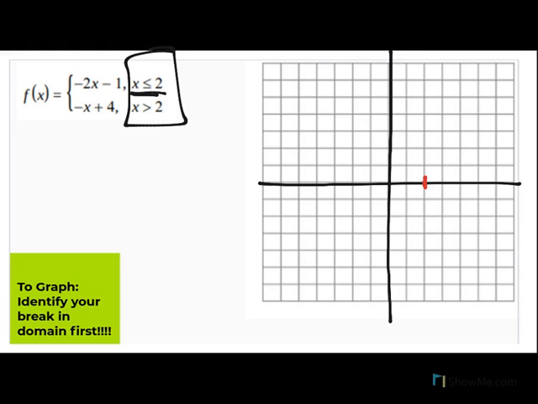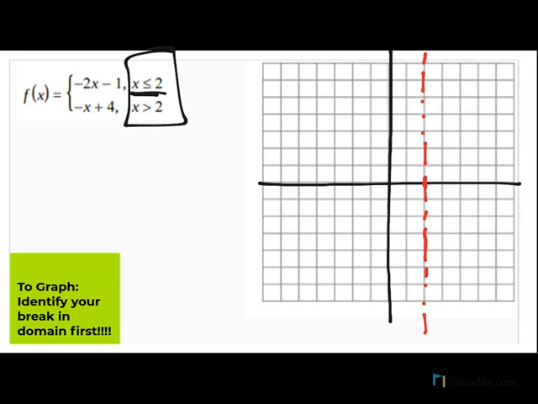So I'm going to find where 2 is on my x-axis, and I'm going to make myself a little dotted line. Now this isn't part of your graph, but I think it's a great reminder that when you make your graphs, you are never going to cross that line. All right, that's where your domain breaks. That's where you switch from one function to the next.